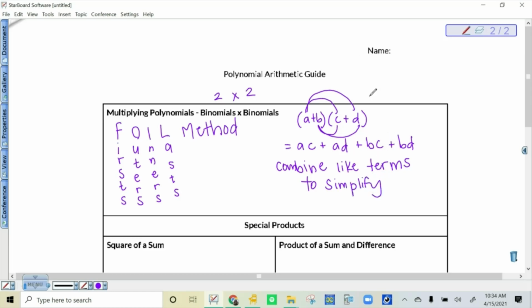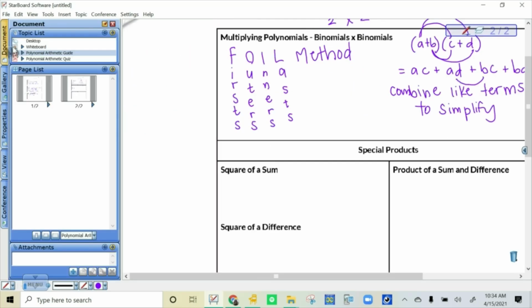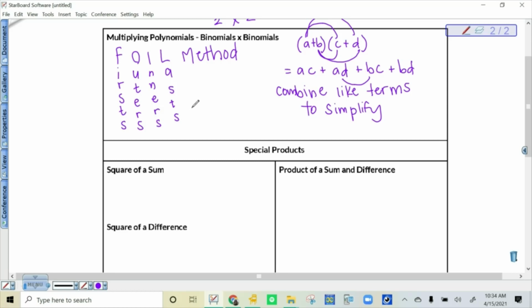Usually, not always, but usually, it's these two middle terms that are going to be like terms that we need to combine together, right? Okay, and then we'll talk about our special products. Actually, let's go to the quiz. Tell me which ones are binomials times binomials, and mark them by b times b.